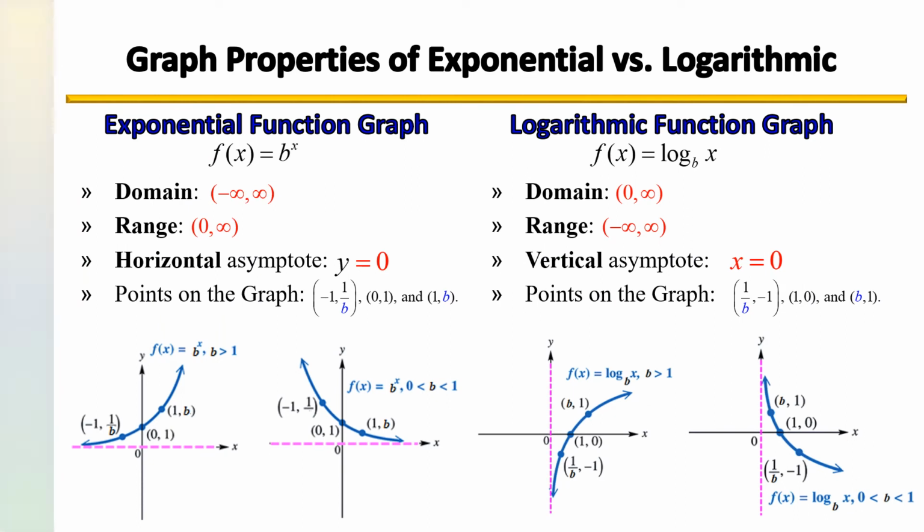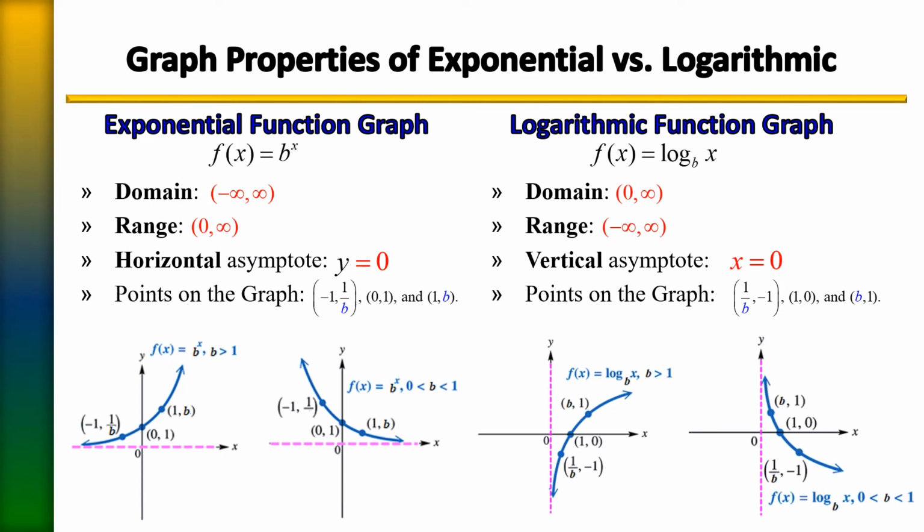So just a recap of these two inverse functions. You have the exponential and logarithmic functions. Their properties are similar but not the same. With the exponential function, you have a horizontal asymptote, and the domain is from negative infinity to positive infinity. Range is from 0 to positive infinity. And you have certain points that are on the graph where it touches the y-intercept and 2 other points.